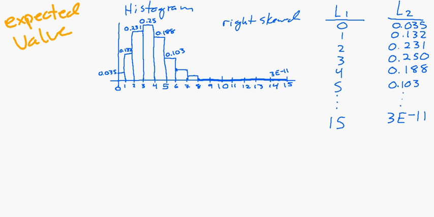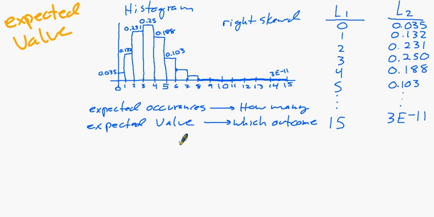Now we'll talk about expected value. Now we want to make sure to distinguish, because before we talked about expected occurrences. Right? So this is different, and we'll do a little compare and contrast here. So when we talked about expected occurrences, that was answering the question how many of a certain outcome will occur. Now here, when we're talking about expected value, we're talking about which outcome would we expect to happen.